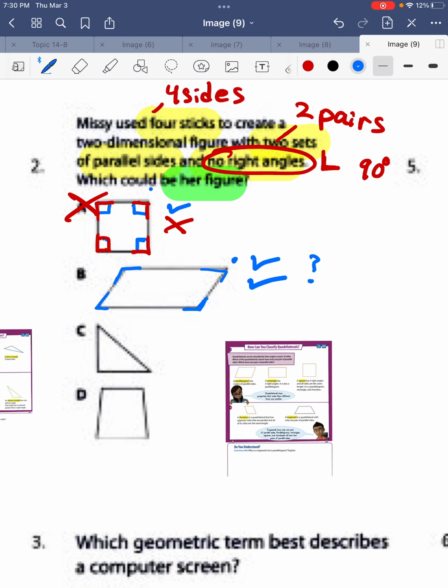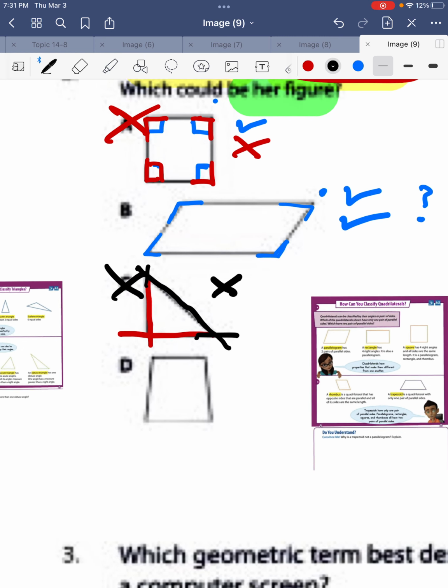Okay. For C, let me check to see if there's any parallel sides, okay? This side and this side will eventually cross. They will intersect, okay? This side will intersect with this side, and this side will intersect with this side. So definitely already, I do not have two pairs of parallel sides. So I'm going to put an X, so definitely this cannot be my answer, okay? So now I'm going to do D.